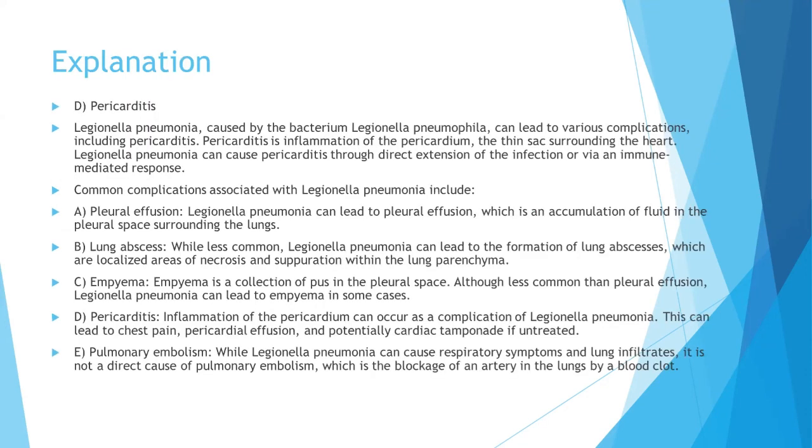So pericarditis is a common complication associated with Legionella. The others, pleural effusion, lung abscess, empyema, can occur, but these are less common. The most common complication that can occur with Legionella pneumonia is pericarditis. This can lead to chest pain, pericardial effusion, and potentially cardiac tamponade if not treated.